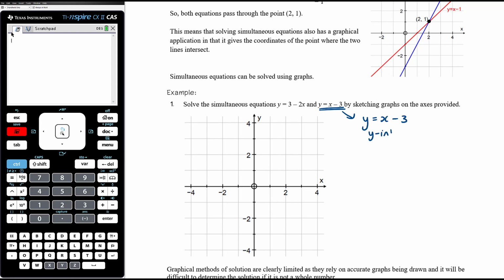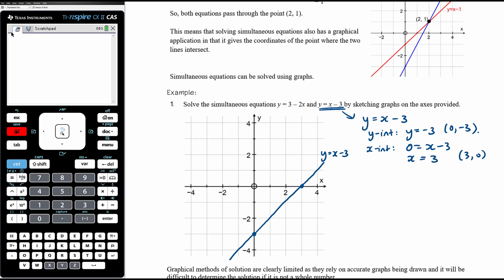So the y-intercept we can see is going to be when x equals 0, y is negative 3, so that's the point 0, negative 3. And the x-intercept, we let y equal 0, and we add 3 to both sides, and we find that x equals positive 3. So that's the point with coordinates 3, 0. So 3, 0, and 0, negative 3, and we're going to draw in a line. If you've got a ruler, use a ruler so it's nice and precise. So that is the line y equals x minus 3.